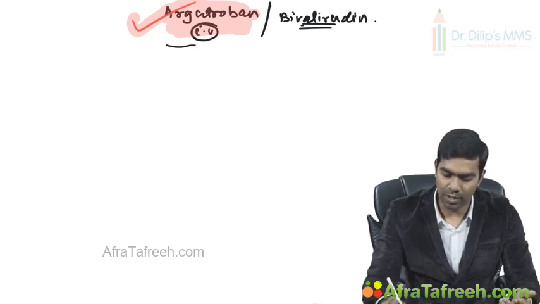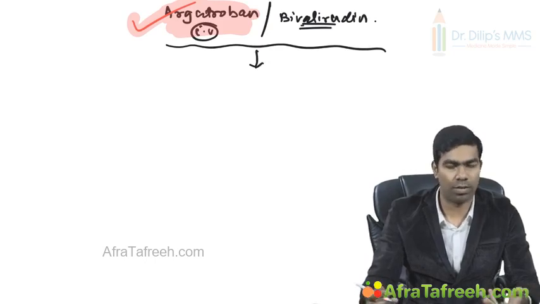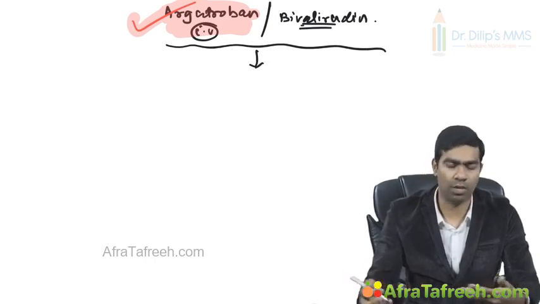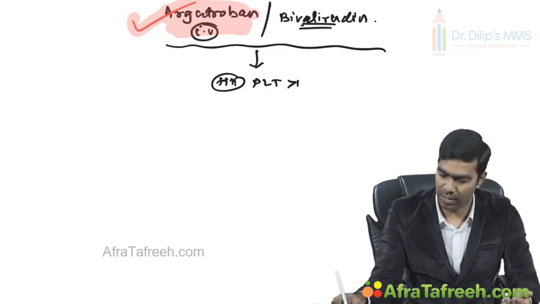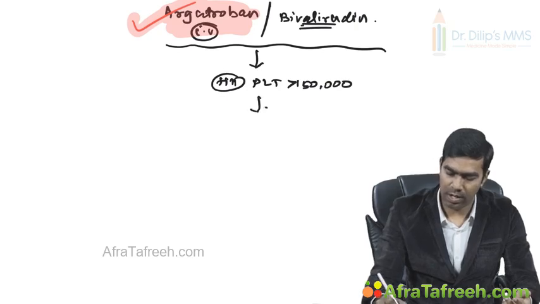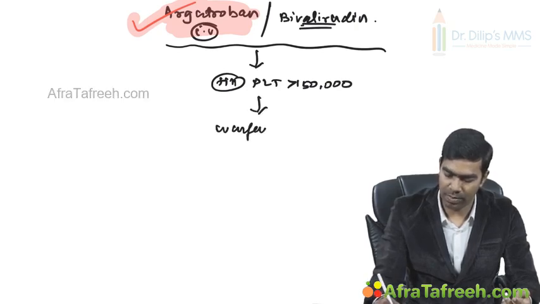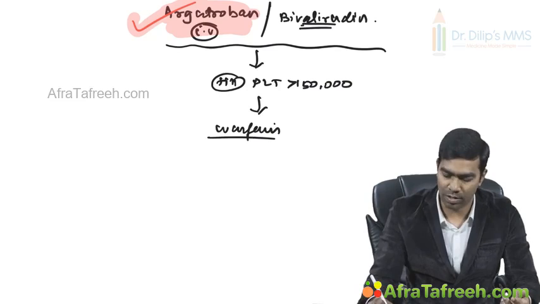So how long will you give this? Anyone, you're not going to give both, anyone. How long are you going to give? You have to continue this till platelets are more than 150,000. Then you can give warfarin. Once the platelets become more than 150,000, give warfarin and argatroban together.